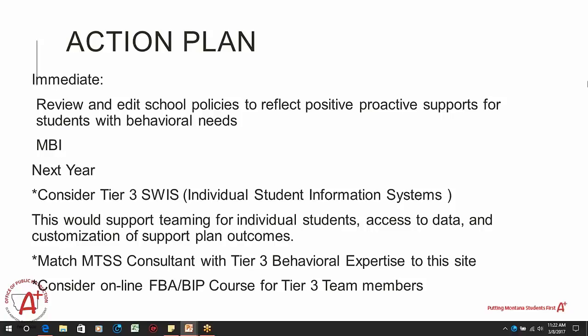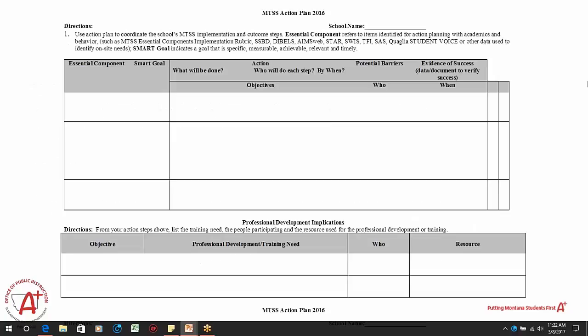And then we have next year. Okay, we're in the spring. We need to be looking at what we need to begin really working hard at next year. What do our summer planning pieces look like? Well, maybe we need to consider some Tier 3 SWIS information systems. What are some other pieces that we need to put into place for next year?